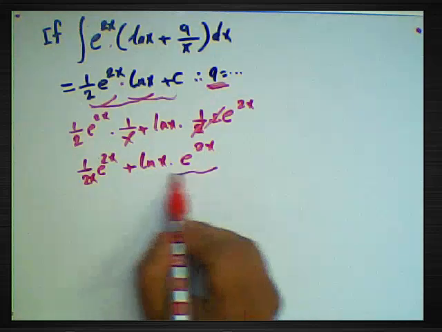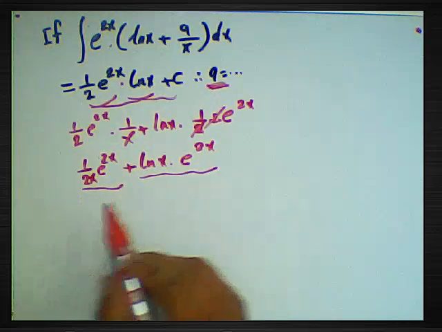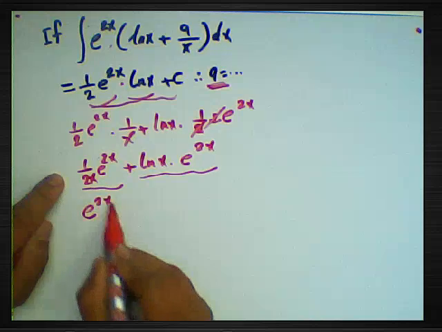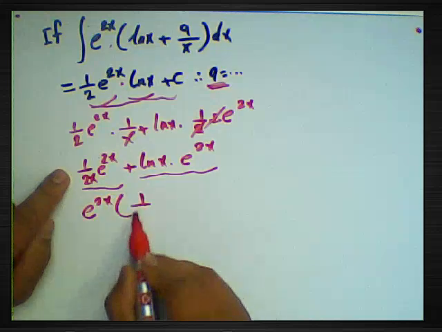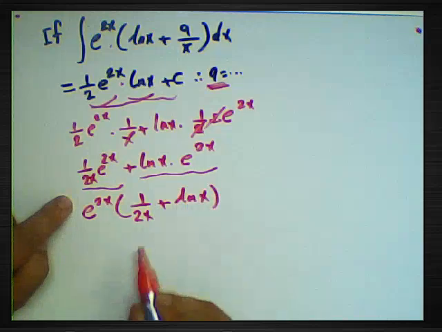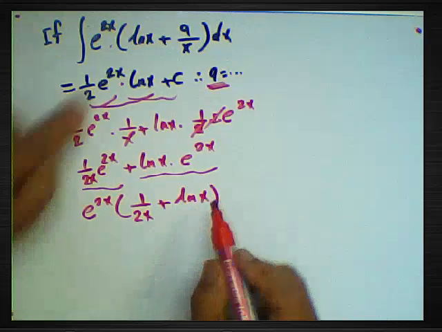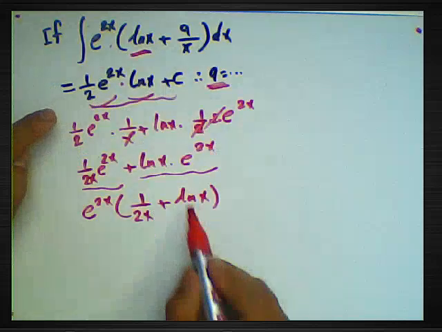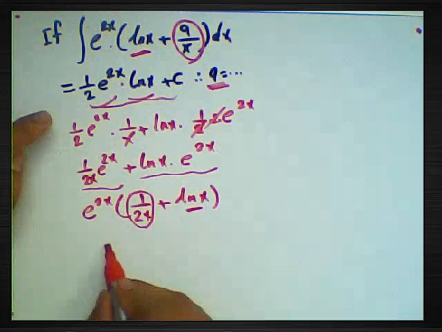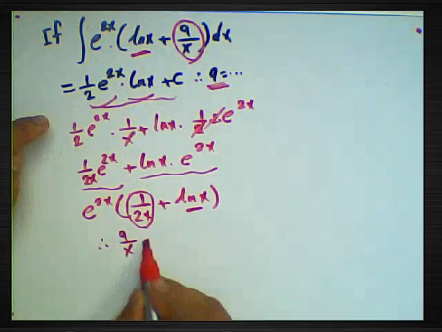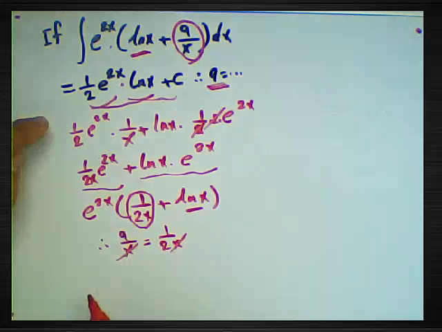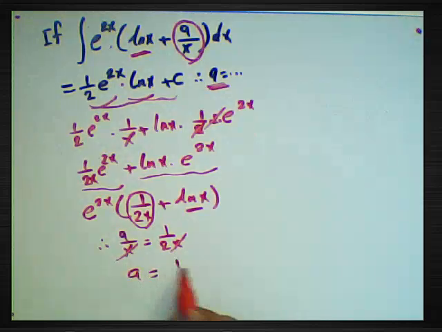We must compare the two results here. We can write e power 2x outside as a common factor between the two terms, then the result will be 1 over 2x plus ln of x. Comparing between the results here, ln of x here and 1 over 2x equal a over x, then a over x will be 1 over 2x. We can cancel x and x here, then a will be equal to half.